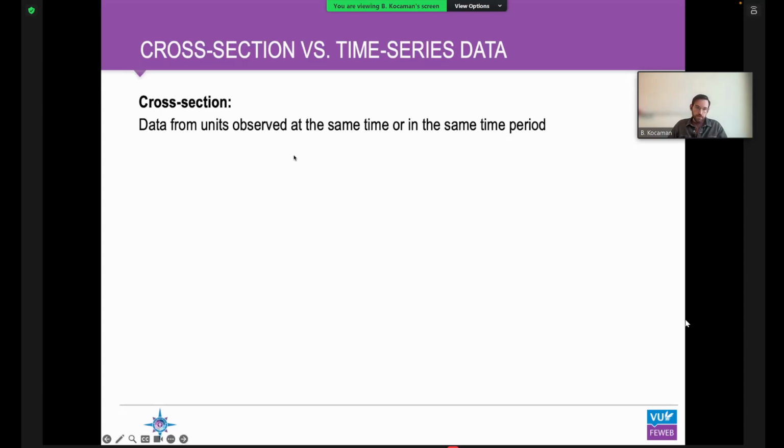So cross-section versus time series. So far we have been looking at what's called cross-section data. So data from units observed at the same time or in the same time period. So our level of observation is related to an element. That could be a respondent, could be, I don't know, buildings, firms, etc.